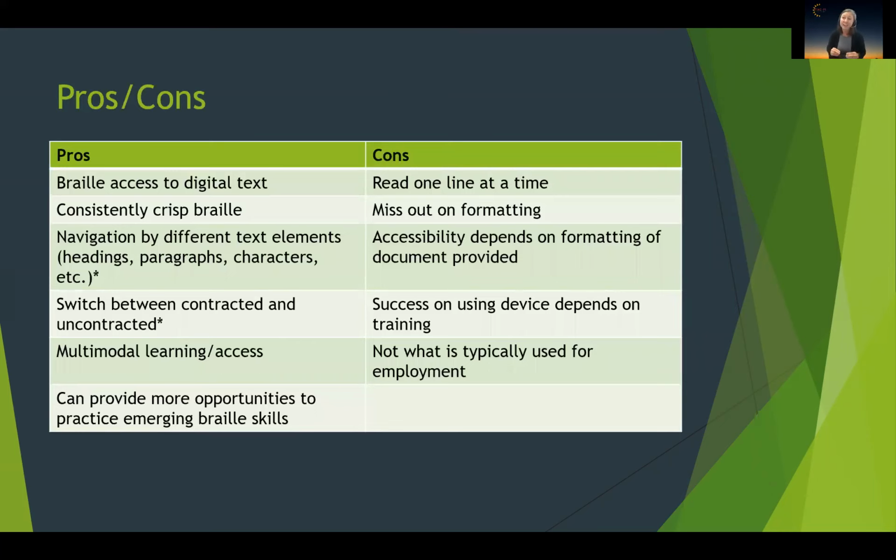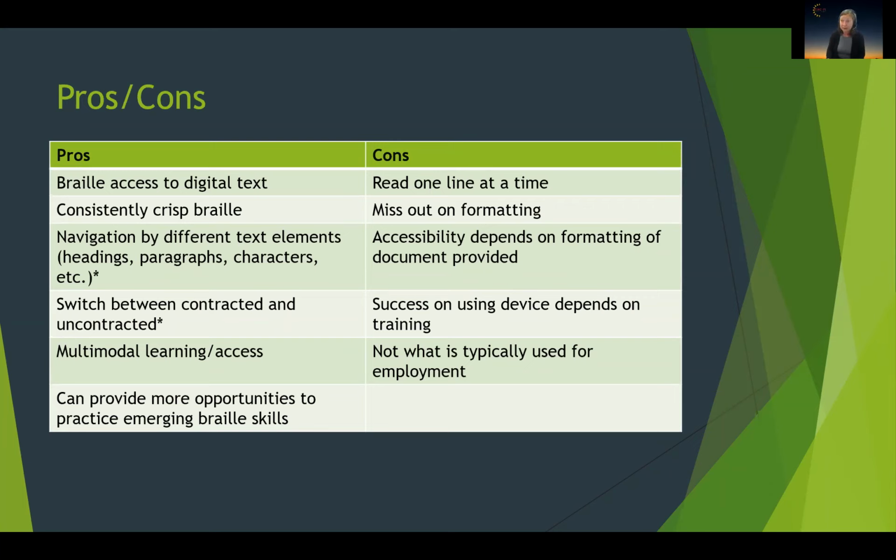It's consistently crisp Braille, but I'm going to say that with a caveat that it has to be the quality of the Braille display. Navigation by different text elements, headings, paragraphs, characters, etc. So to make the process of searching for information fast and efficient, they have to know about those different elements that they can navigate by on a Braille display.